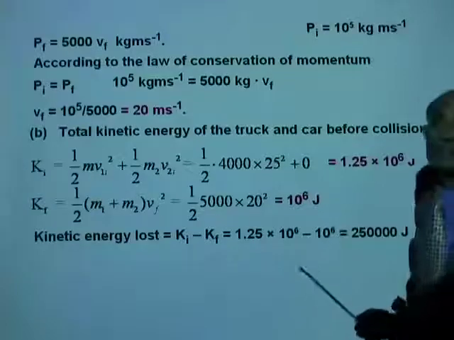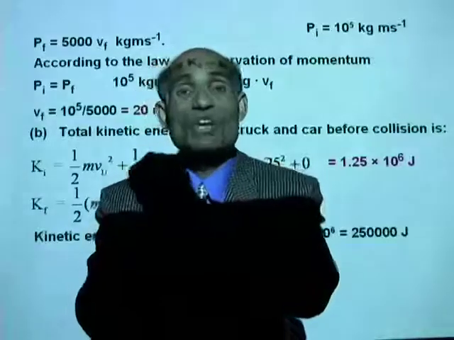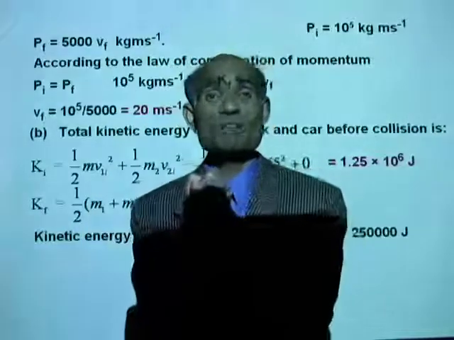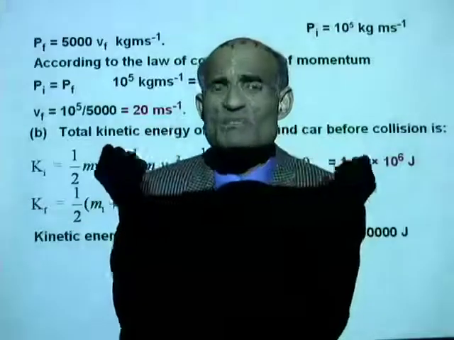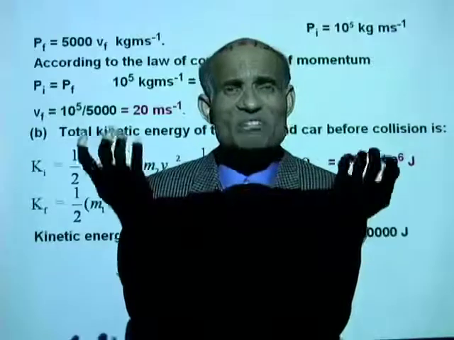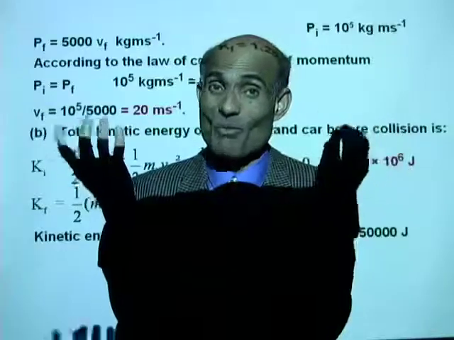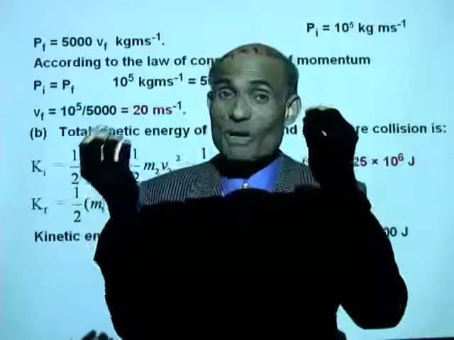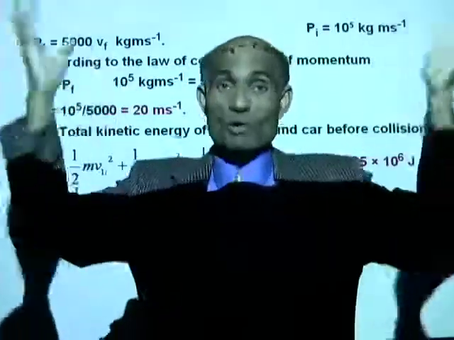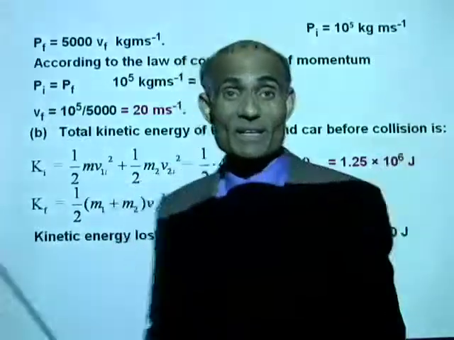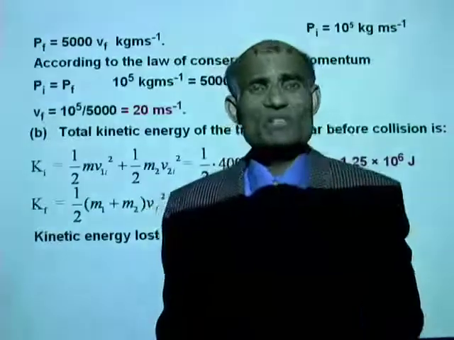250,000 joules. In the process of collision, we say the kinetic energy lost is 250,000 joules. Now tell me, is this consistent with the conservation of energy? Can energy be lost? Well, one form of energy can be lost, but that should appear in other forms of energy. But total energy cannot be lost. Kinetic energy can be lost. Now tell me, what happened to this lost kinetic energy?